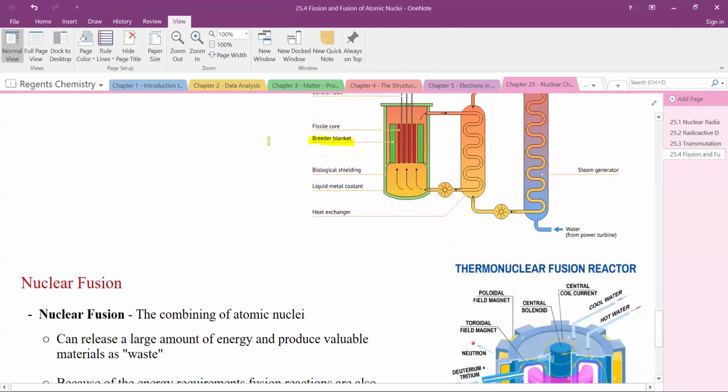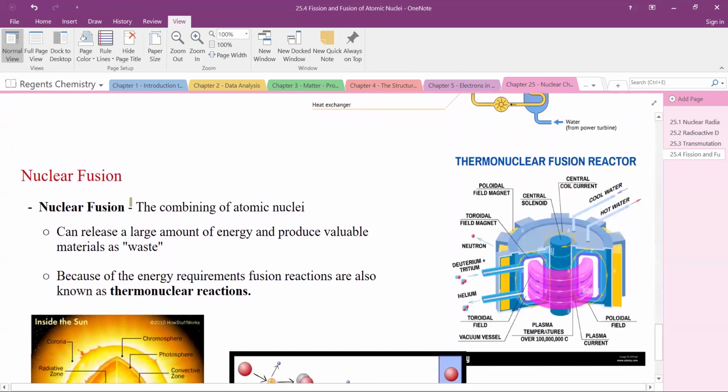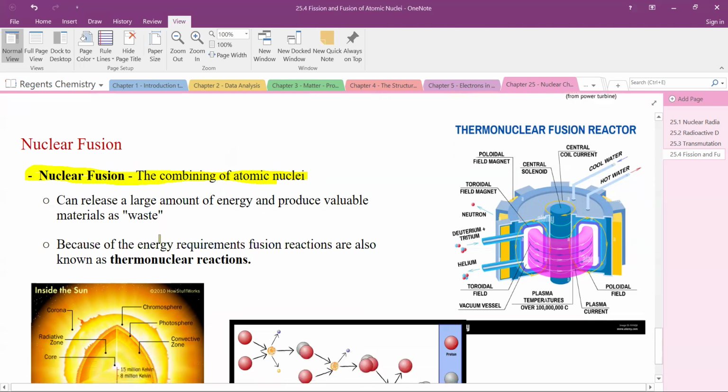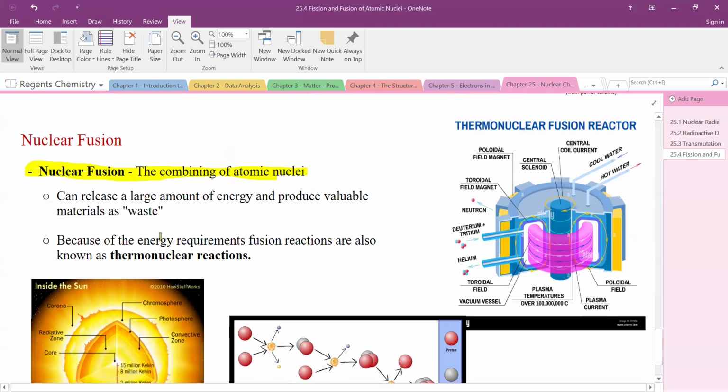Now, nuclear fusion is much less understood than nuclear fission because we haven't really gotten nuclear fusion to happen at an industrial scale on Earth, though it does happen in the sun, right? So, nuclear fusion is the combination of atomic nuclei. It can release a large amount of energy and is able to produce valuable materials as waste. We essentially start with hydrogen and we produce helium. And that is the most basic fusion reaction we can do. And helium itself is a fairly valuable element on Earth.